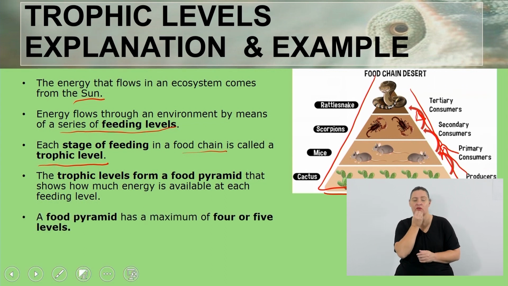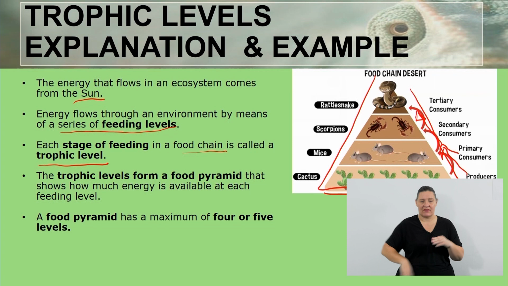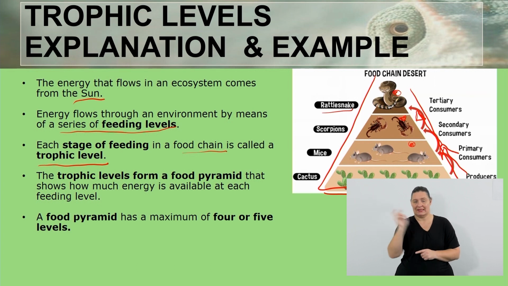So a food pyramid has a maximum of 4 or 5 levels. So how many levels do we have in this example? We have 1, 2, 3, 4 levels. So we have our producers, our primary consumers, our secondary consumers, and our tertiary consumer, which is our predator, the rattlesnake.